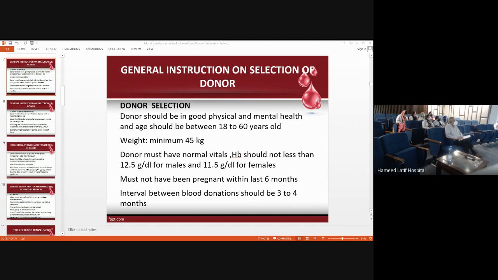Yersinia and Pseudomonas are the bacteria. Clinical features are fever and chills, progressing to septic shock. Other infections which may be transfused are malaria, dengue, and Chagas disease, and the management is by broad spectrum antibiotics.